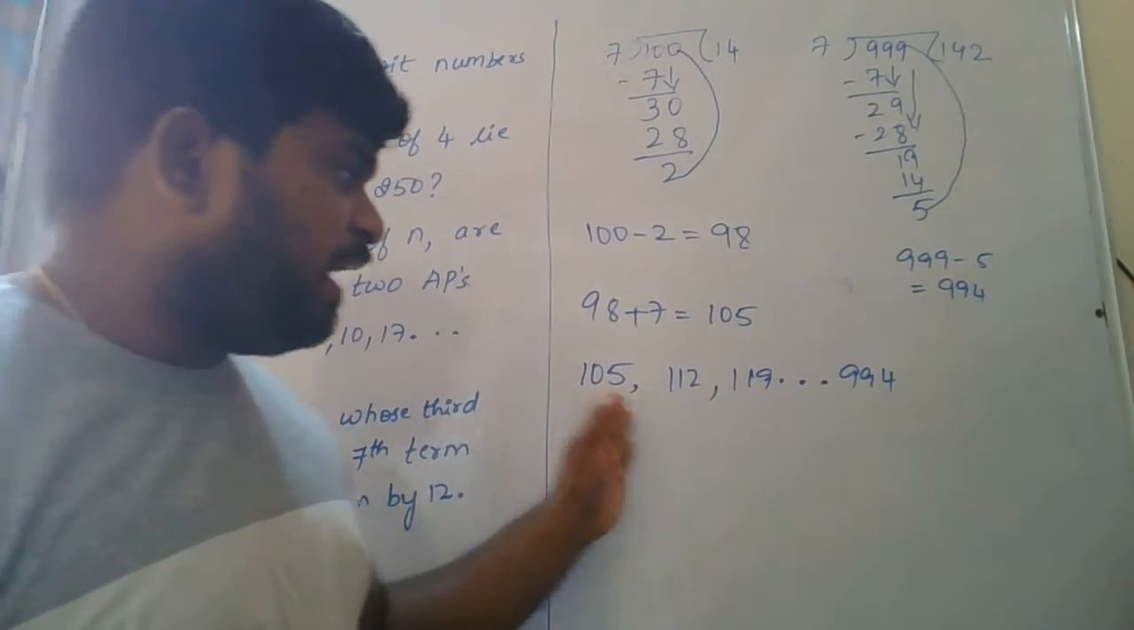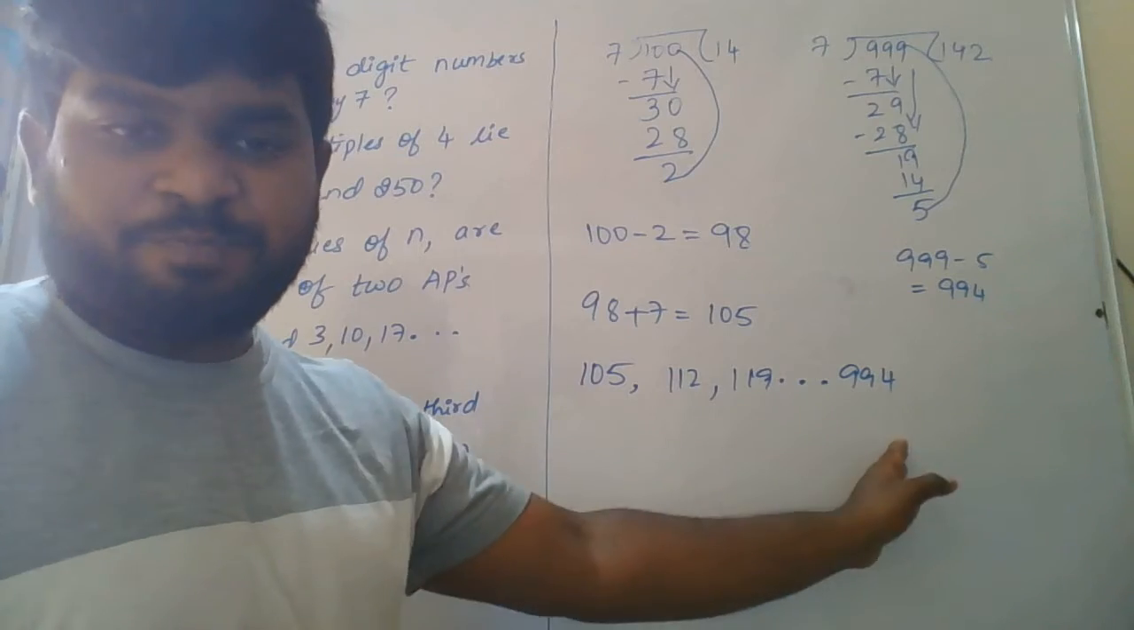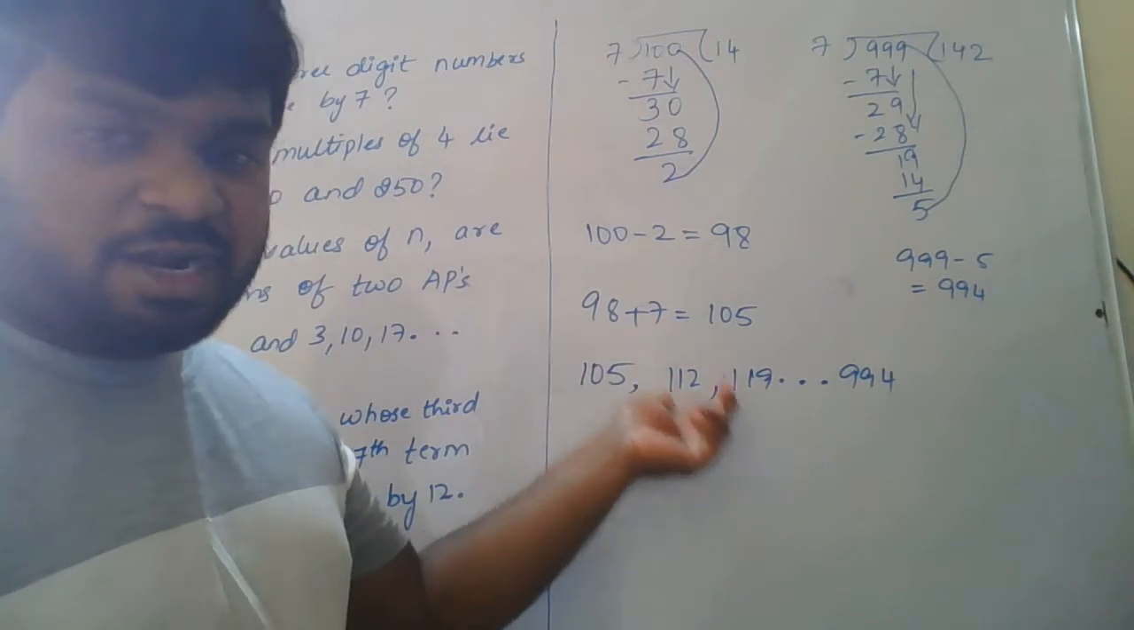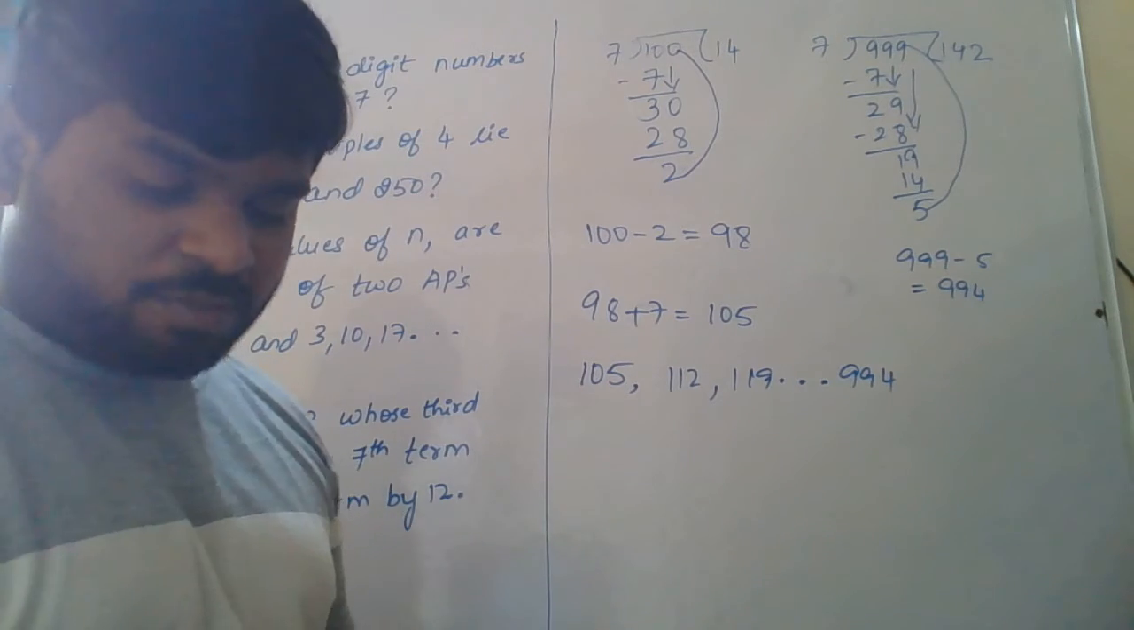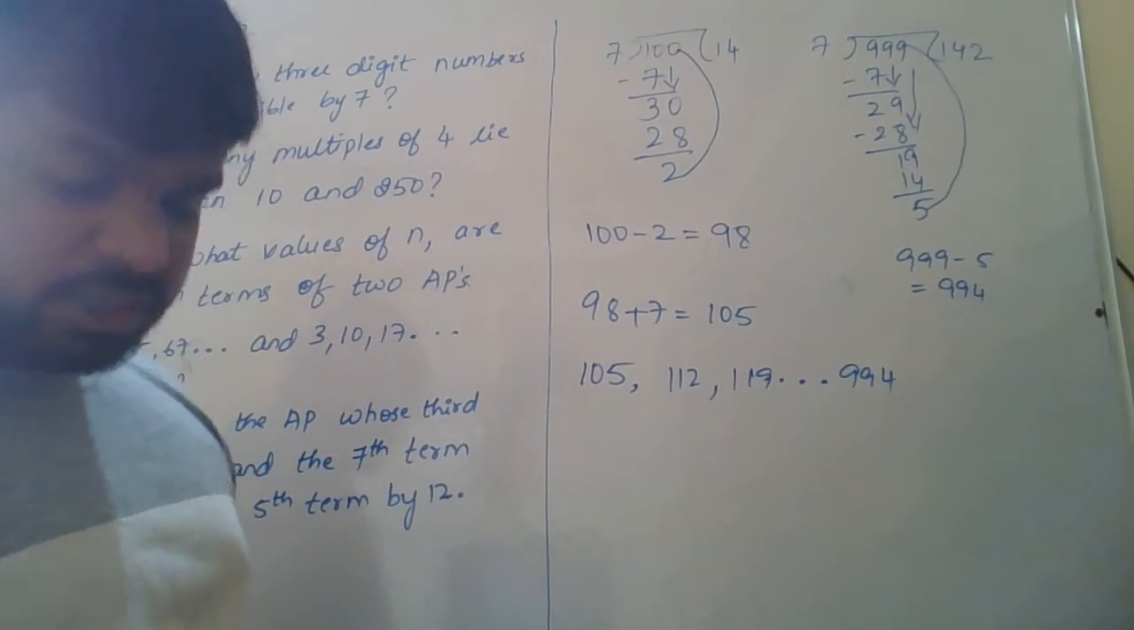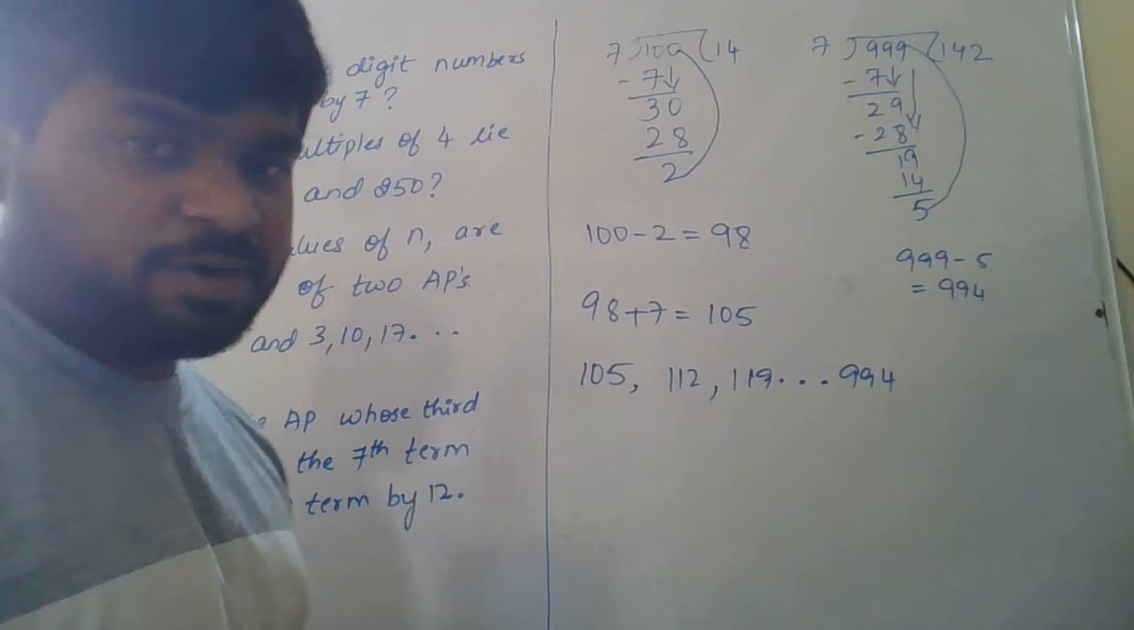Okay. So you got an AP here. This is our required AP. It starts from 105, 112, 119, so on up to 994. This is an AP because you have got a common difference of 7. Okay. So let's write it down. It's very simple. I repeat it.